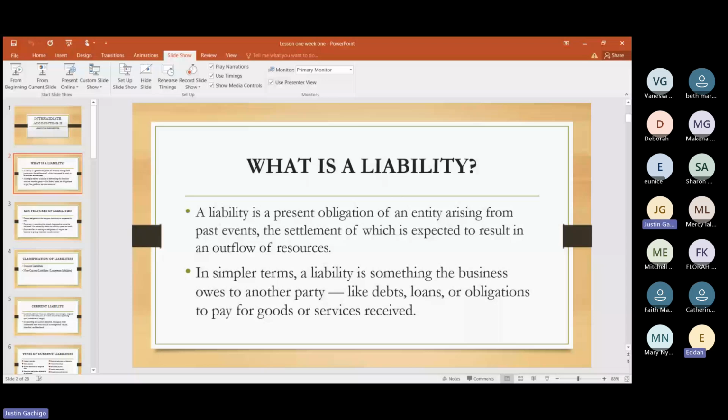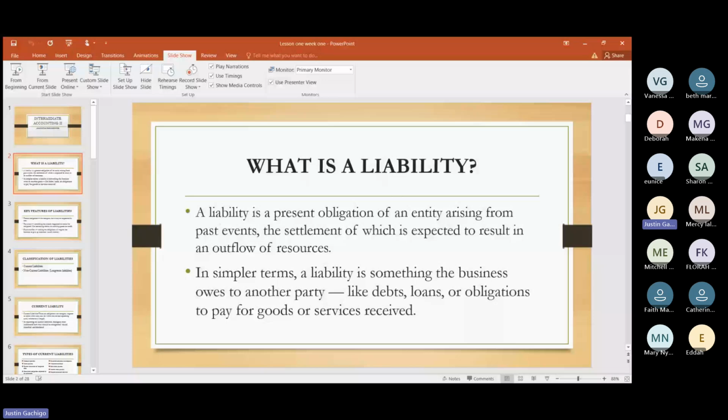Now, in this definition, there is the present obligation, there is the word past event, and there is the phrase expected outflow of resources. Those are the three key words when you are defining a liability. Present obligation refers to the fact that you are obliged to pay presently. Past event is something that happened in the past.